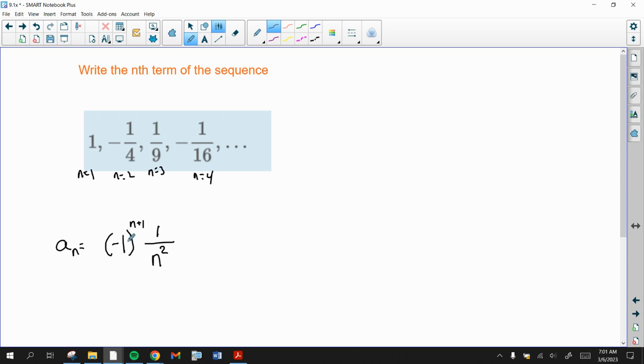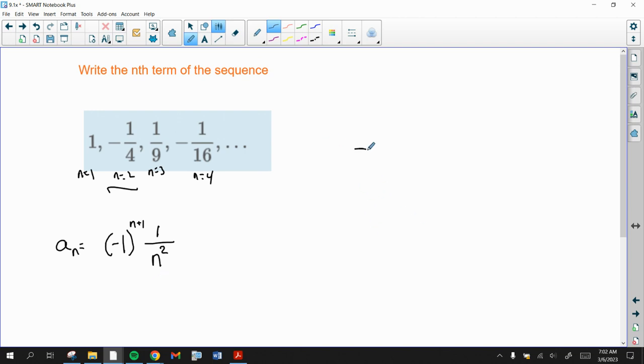If I use this n plus 1, the first term would be -1 to the 1 plus 1, which is 2, which would make this positive. So the first term would be positive 1 over 1. Perfect. The second term, n equals 2, would be -1 to the third. That would make that an odd exponent, which would make this negative. So -1 over 4. So yeah, it looks like it's working to how I wanted it to work.